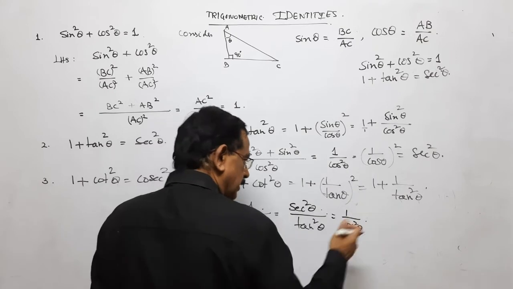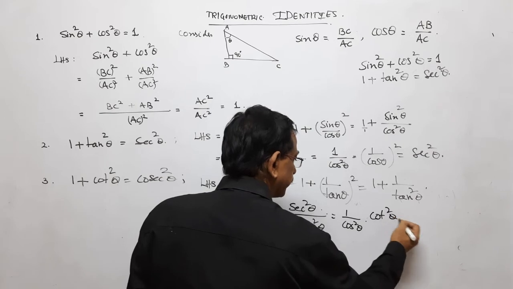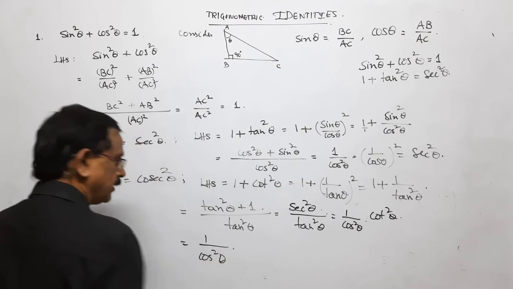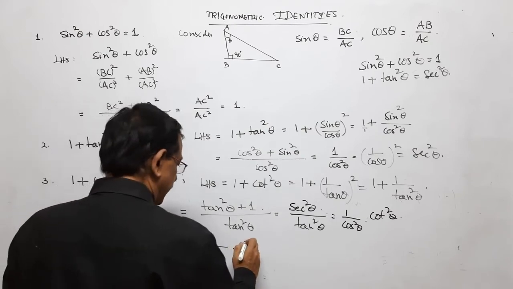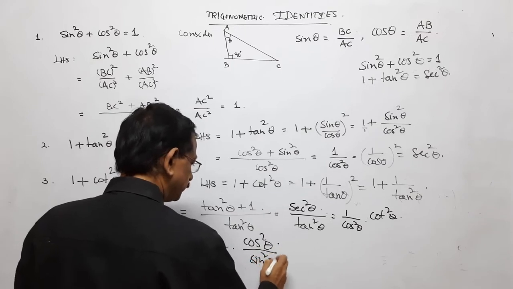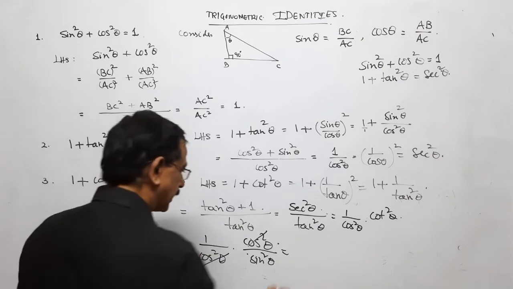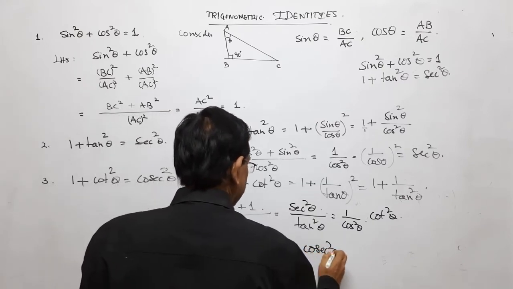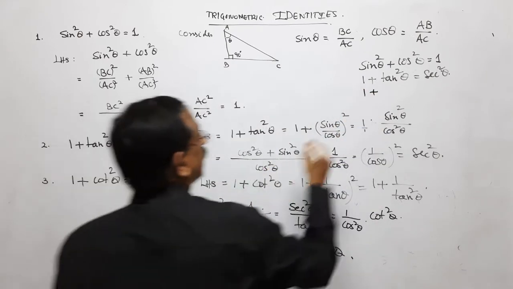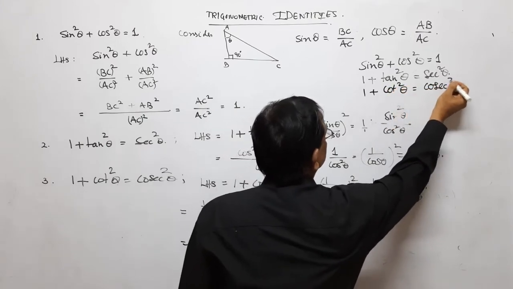Tan square theta is 1 by tan square theta, which is cot square theta. So cot square theta comes here. So this is equal to 1 by cos square theta, and cot square theta can be written as cos square theta by sin square theta. So I can cancel this cos square and cos square. I'll get 1 by sin square theta, which is cosecant square theta. So again, this identity: 1 plus cot square theta is cosecant square theta.